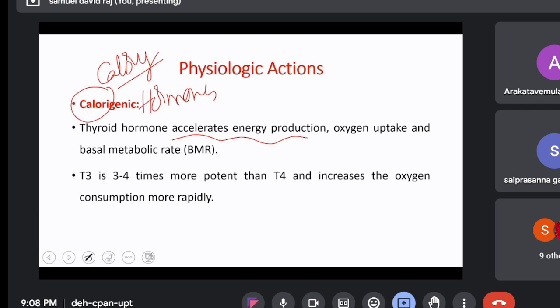How does energy production take place? By the breakdown of glucose. How is glucose broken down? In the presence of oxygen, by oxidation of glucose, oxidative phosphorylation we call it, which releases energy. For this, oxygen uptake is also required, and both of these are responsible for increasing the basal metabolic rate. Hence we call this a calorigenic hormone.